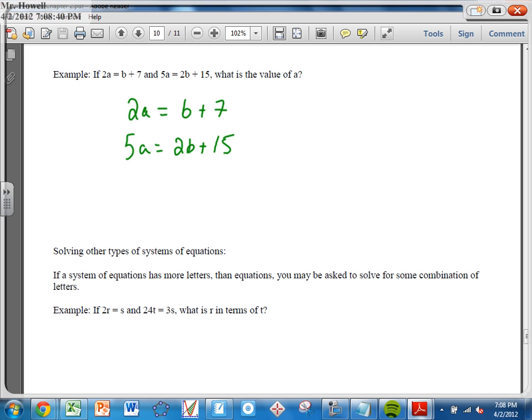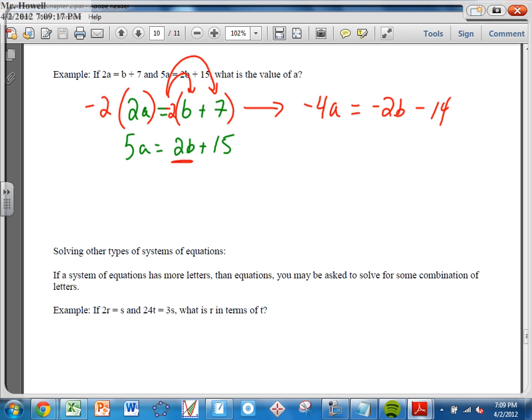Now, you might want to say, well, what if I just add down again? Try it. You get 7a equals 3b plus 22. That does not really help me here. So what I need to consider now is that I need to get the b's to drop off. So if I have a 2b here, I want to have a negative 2b here. So I have to multiply the whole equation by negative 2. If I multiply by negative 2, I get negative 4a equals negative 2b minus 14, remembering that you have to distribute the negative 2 to both terms.